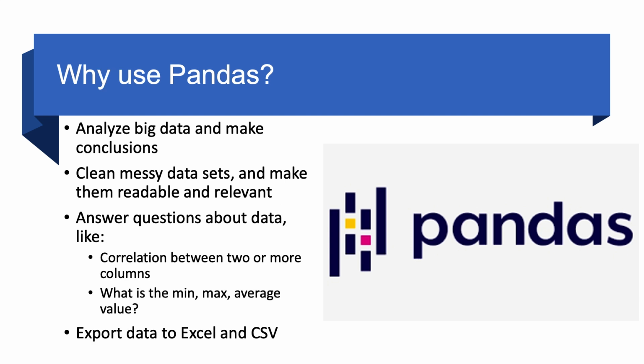Alright, so we use Pandas because it allows us to analyze big data and make conclusions. Pandas can simply clean messy data sets and make them readable and relevant, which is a key benefit. We go from raw data to information that we can use in our decision-making process. For example, Pandas can help us to find correlations between two or more columns of data, and we can also quickly find average values or the min and max in any column. We can also export datasets to Excel and CSV files, all through the Pandas library.